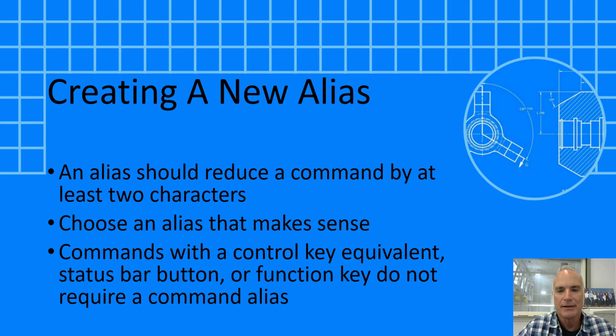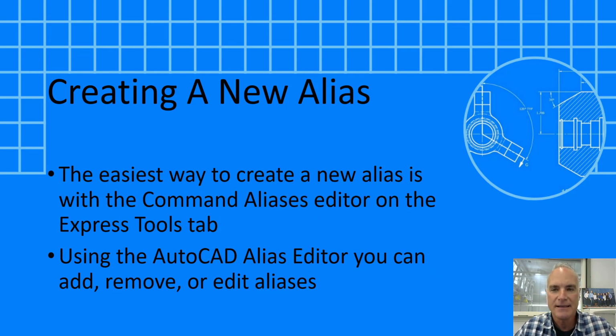An alias generally should reduce a command by at least 2 characters. It wouldn't make any sense to just change the alias and have the new name just as long as the original. You want to choose an alias that makes sense, and you probably don't want to make an alias for commands that have a control key equivalent, such as Control O for open or Control N for new, or that use a status bar button or a function key, because they don't really require any command alias. The easiest way to create a new alias is with the Command Aliases editor in the Express Tools tab. Using the AutoCAD Alias Editor, you can add, remove, or edit aliases. So let's go ahead and take a look at that right now.